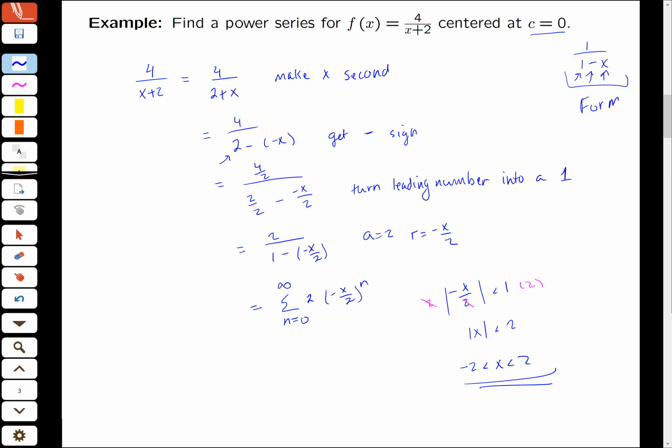Notice we do not have to check endpoints on this. I already know a geometric series does not converge at the endpoints. So I don't have to check the endpoints.